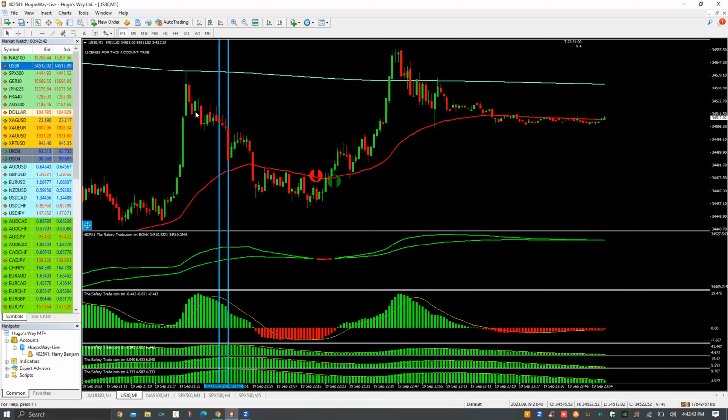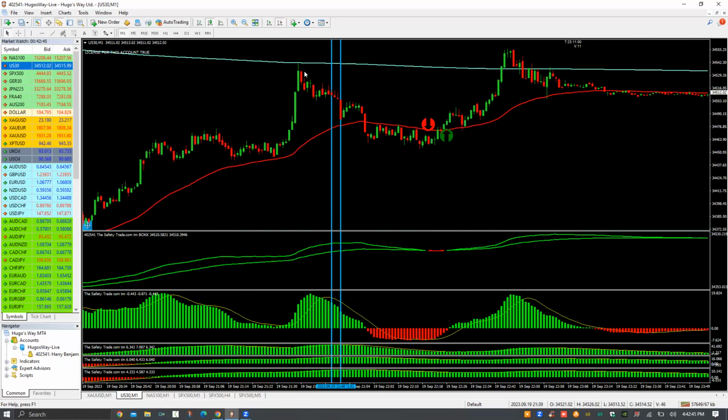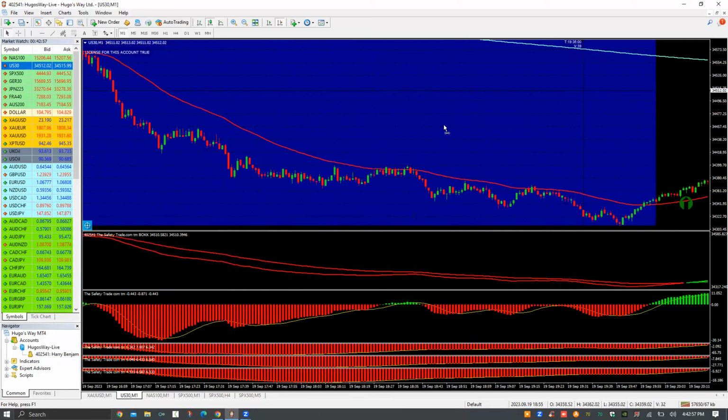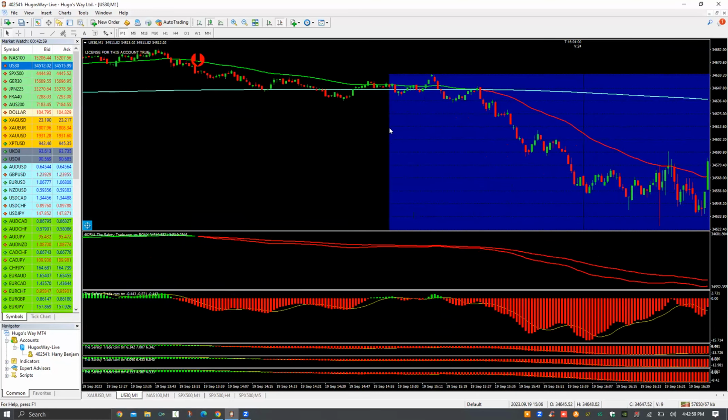And then when it was going back up, US 30 touched here. Right, when it was going back up for this, US 30 touched here, and NAS and SPX came in over here. So it's a very useful tool in predicting what's going to happen. I think this is the point you're looking at.